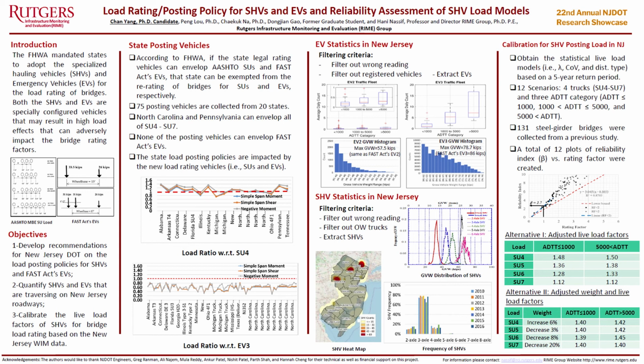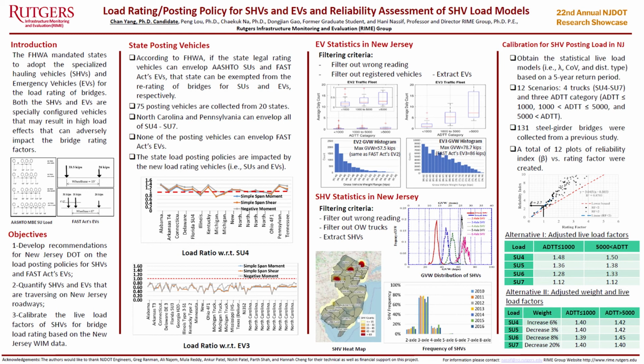The figures shown below are two examples of how we intuitively present whether the posting vehicle can envelope the SUs and EVs. The y-axis shows the load effect ratios, which is the ratio of the load effect of the posting vehicle versus the load effect of the SHVs and EVs. The conclusion of the figure is that among the 20 states, only North Carolina and Pennsylvania can envelope all the SU4 to SU7, and none of the posting vehicles can envelope the FAST Act EVs. As a result, the conclusion of this part is that the SUs and EVs do cause an impact on the load posting policies because none of the states can envelope all of them.